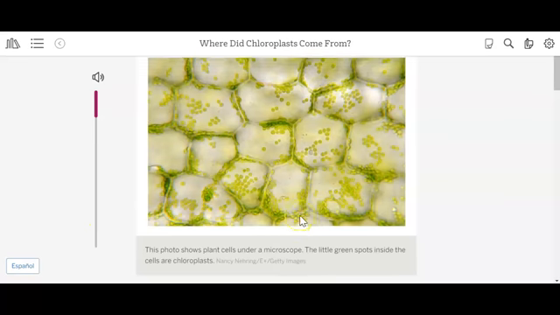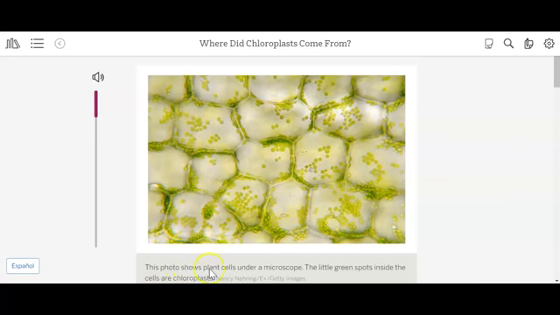So here we see a photo and it says this photo shows plant cells under a microscope. The little green spots inside the cells are chloroplasts.